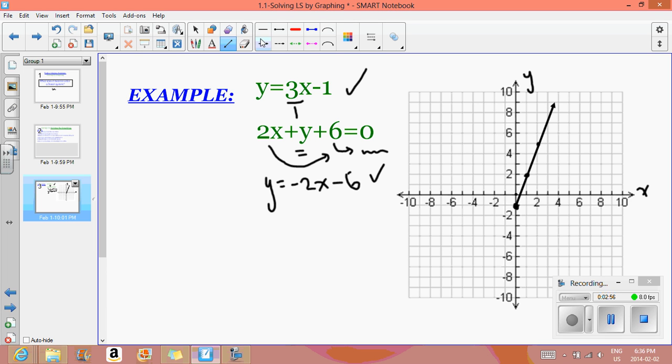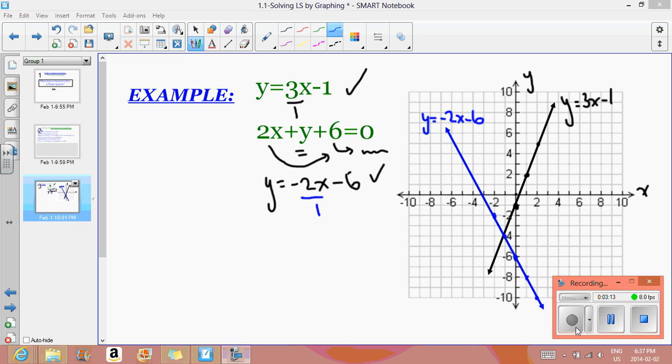Once you have those dots connected, you can label. So this is y equals 3x minus 1. Right now I'm going to extend this line so that it takes over almost the whole graph. And then you do this same thing for the other equation. And there's the second line already done.